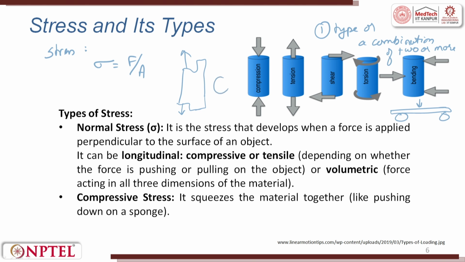Or we can try to take a ball. Okay. You try to take a load like this. So, in real time it can happen. So, that is why we are defining normal stress very clearly. Normal stress is the stress that develops when a force is applied perpendicular to the surface of the object. It can be longitudinal, compressive or tensile, depending on whether the force is pushing or pulling on the object.